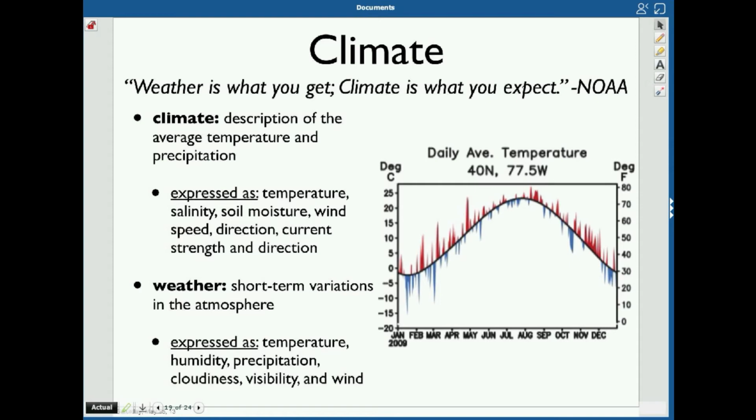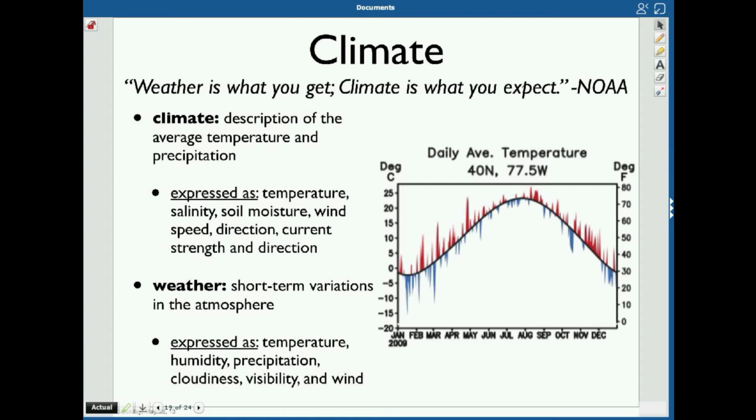My dad has a lot of trouble with this concept. He always calls me when it's really cold outside. He'll say, so tell me about that global warming again. Dad, it's not global warming, it's global climate change. But anyway, that's neither here nor there.